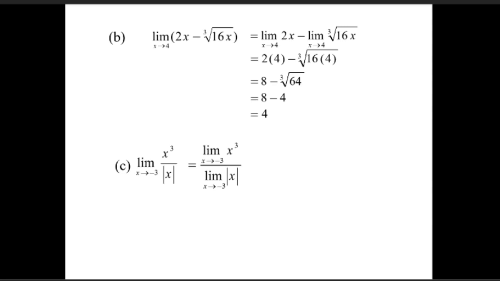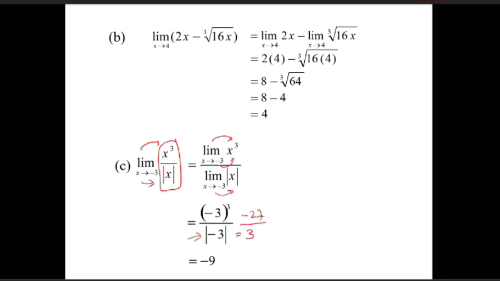And from the properties of limits, if this is a function divided, you can also separate the limit into the limit of the numerator divided by the limit of the denominator. And then just substitute the value of x. Since the modulus of negative 3 is equal to positive 3, and on top, the answer is negative 27 divided by positive 3, the answer is negative 9.